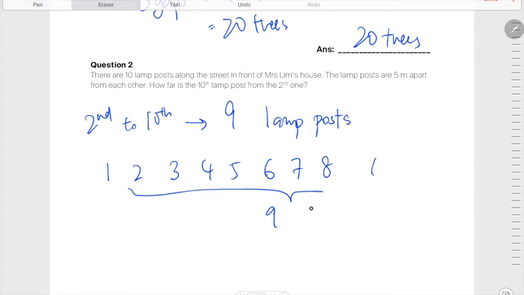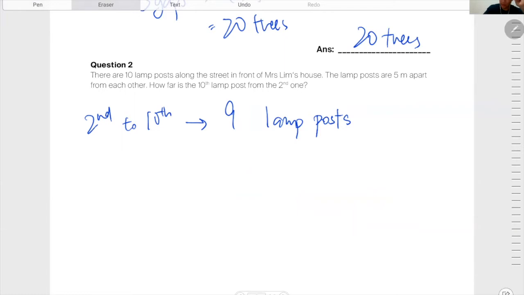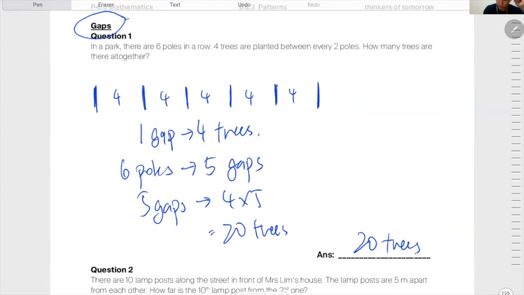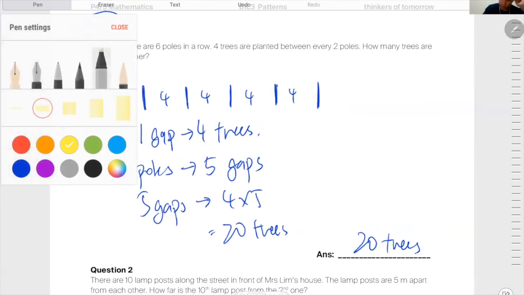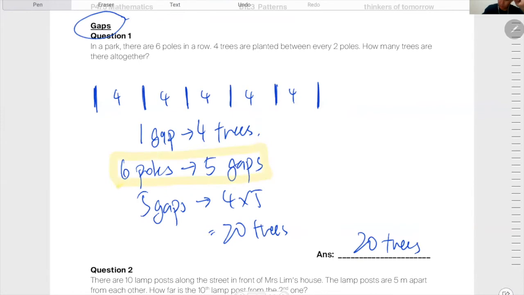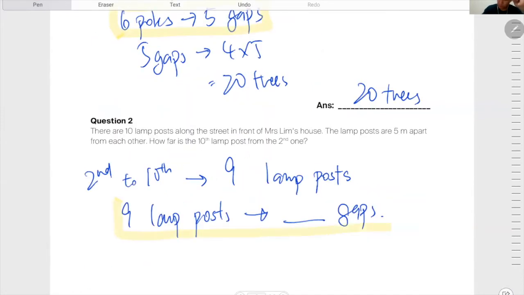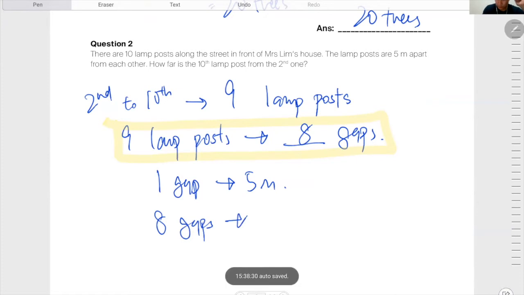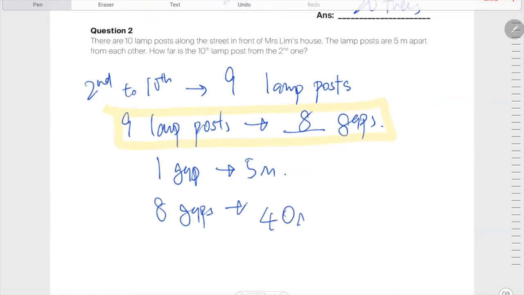Now, if you know it's 9 lampposts, then you ask yourself, 9 lampposts is how many gaps? Over here, you look at this: 6 lampposts equals 5 gaps. So 9 lampposts equals how many gaps? 8. Very good. It's always 1 less. So over here, if you know that 1 gap is 5 meters, 8 gaps will be 40 meters. Exactly. So that's your answer.